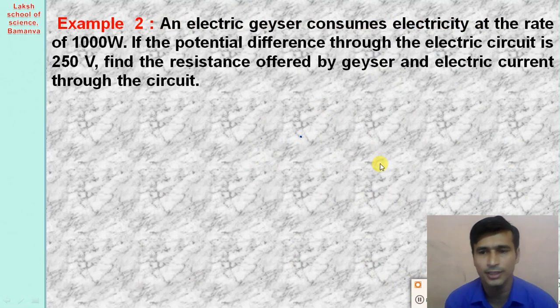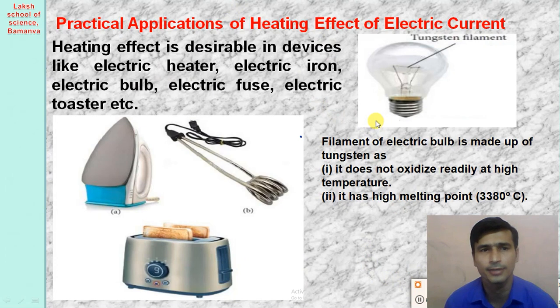Now we understand what are the practical applications of the heating effect of electric current, right? So as you see in the picture, the heating effect is desirable in devices like an electrical heater, electrical iron, electric bulb, electric fuse and electric toaster. So all these practical appliances work on the heating effect of the electric current.